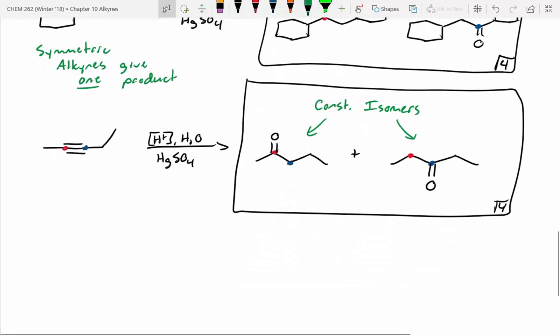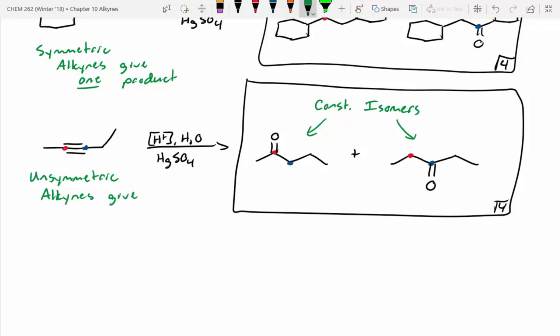So one thing you have to watch out for is that unsymmetric alkenes, or alkynes, excuse me, give 2 products. And that's because both the red carbon and the blue carbon are equally substituted, right? There's no difference there, so there's not a strong preference for one over the other. So do watch out for that, both on Sapling and on exams.